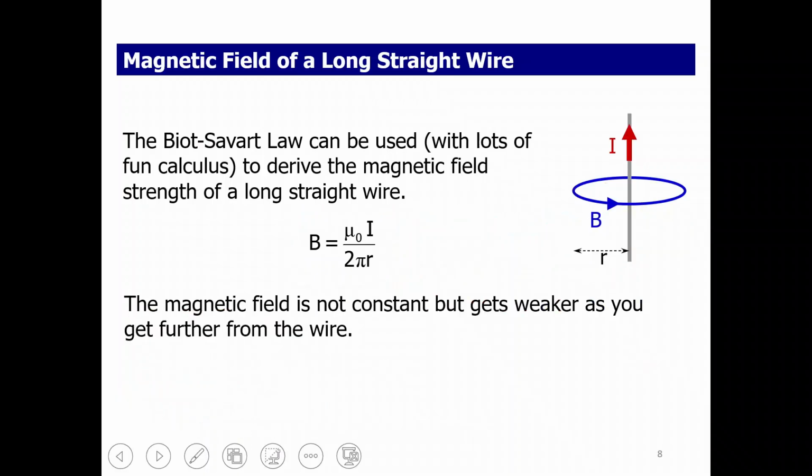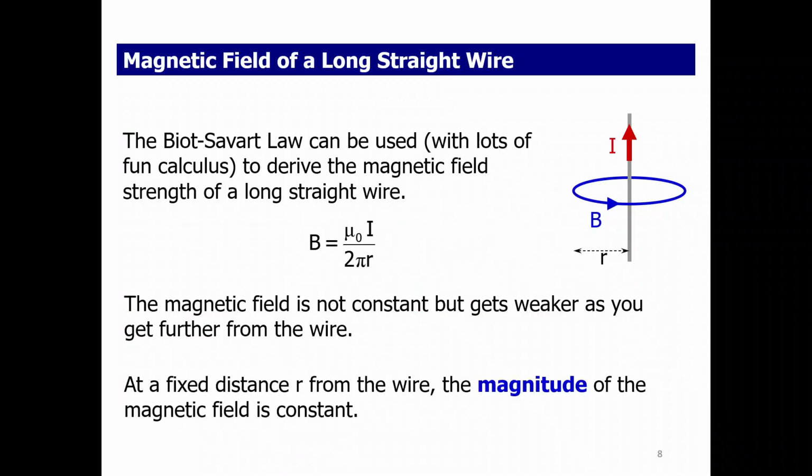So the magnetic field is not constant. It gets weaker the further you go from the wire. But at any fixed distance r, the magnitude is constant. So the magnetic field is a vector that's tangent. At different points, I'm going to have different directions of my field, but it's always going to have the same strength at any radius r.